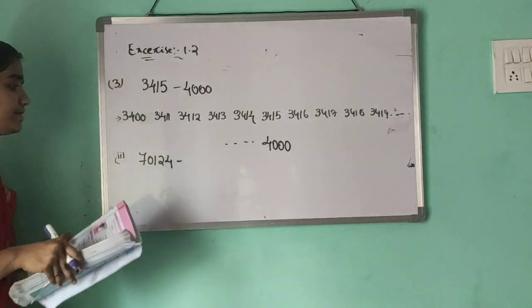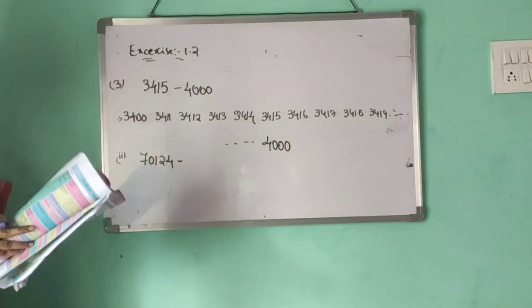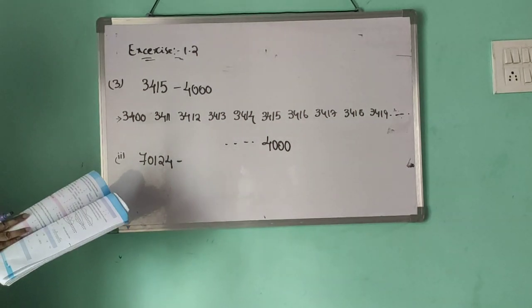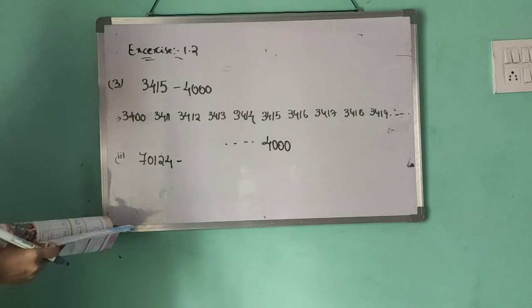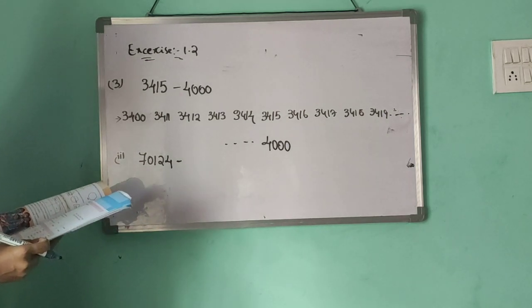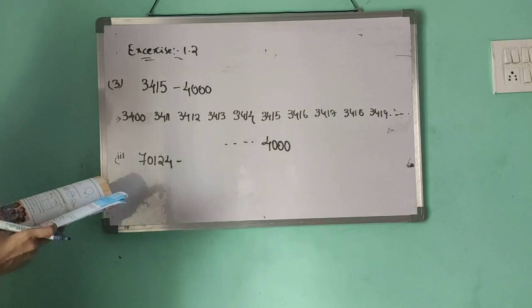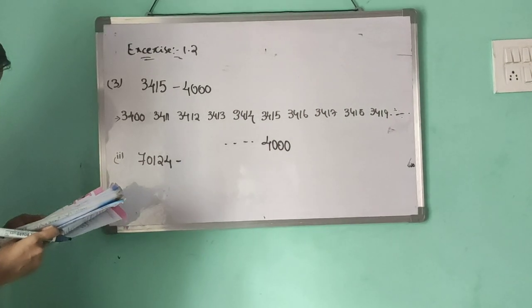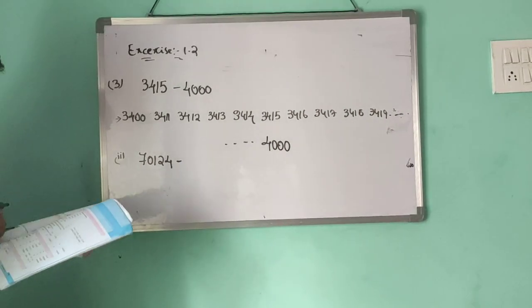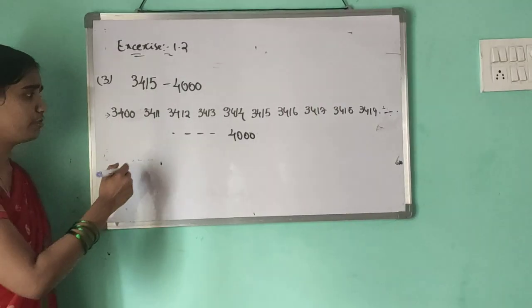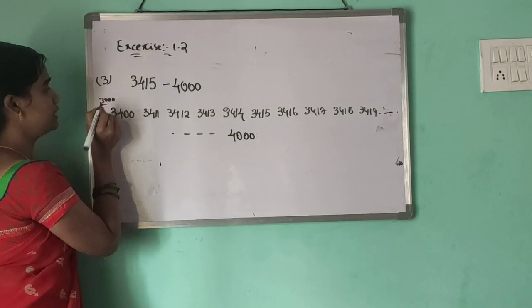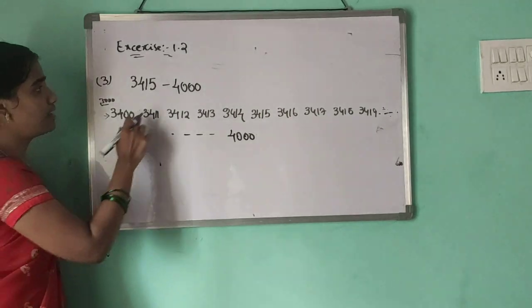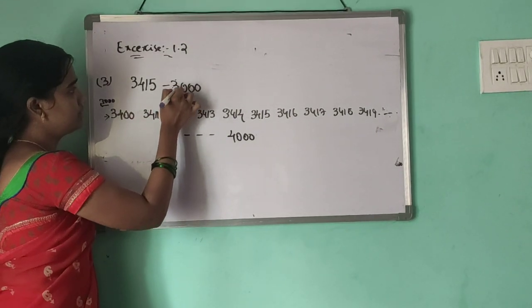70124. What is the nearest thousands place? Here we can write clearly. Numbers below, we will get 3000. So the answer is 3000.